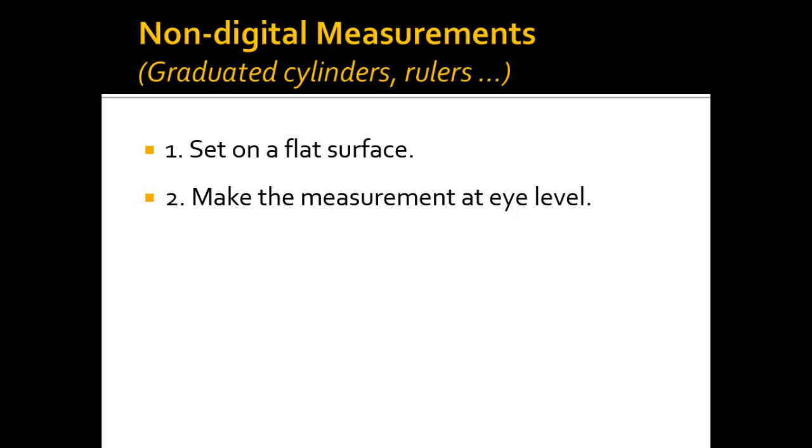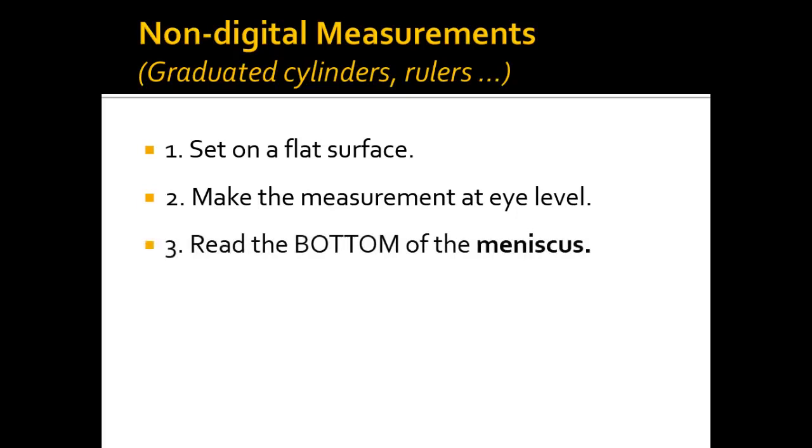That can mean bending over at the waist, bending at the knees, squatting down to it, whatever it needs to be. Unless you're a very little kid, 6th grader or something, probably the lab bench is not eye level for you. So you can get down to eye level and read it horizontally. The third thing is to read the bottom of that curve. And again, it's called a meniscus.